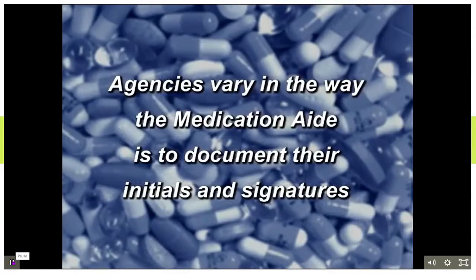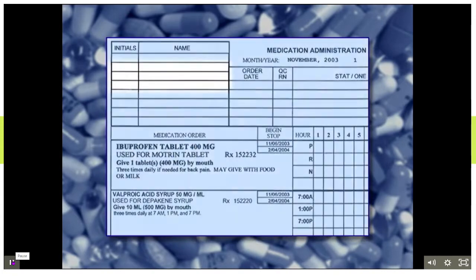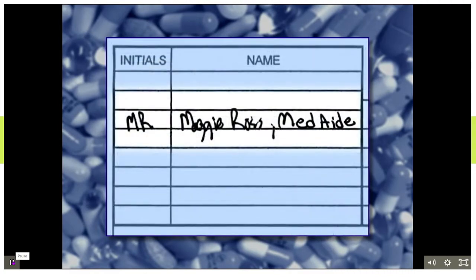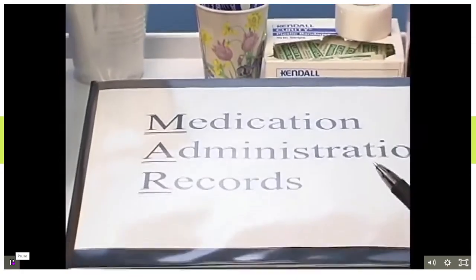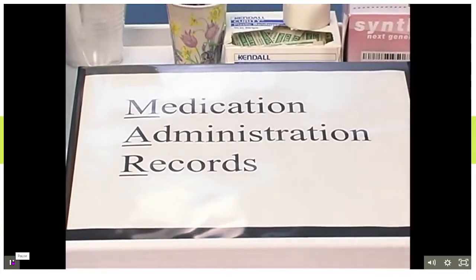Agencies vary in the way the medication aide is to document their initials and signatures. Some have master signature lists, while others have you sign the signature section on each MAR sheet. It is important to follow your agency's policy and complete this documentation so that other personnel can identify who gave the medication. Always indicate Med-Aide or your agency's position title behind your name when documenting medications given. This will identify you as the medication aide. When you finish, close the MAR book and move to the next client.